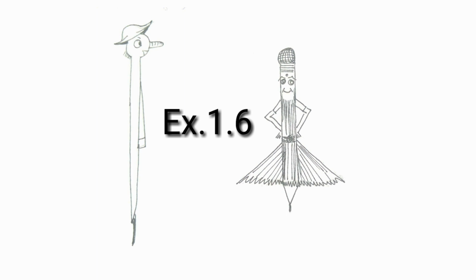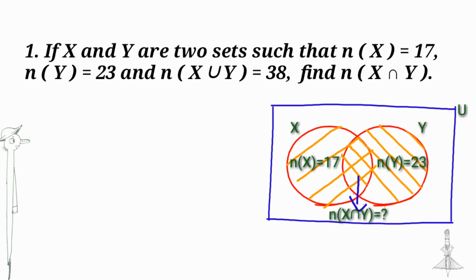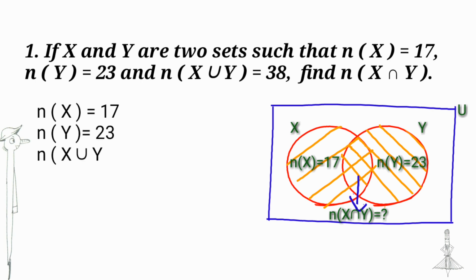Today we discuss exercise 1.6. First question: if X and Y are two sets such that n(X) is equal to 17, n(Y) is equal to 23, and n(X union Y) is equal to 38, find n(X intersection Y). Given that the number of elements in X is equal to 17, the number of elements in Y is equal to 23, and the number of elements in X union Y is equal to 38. Find the number of elements in X intersection Y.